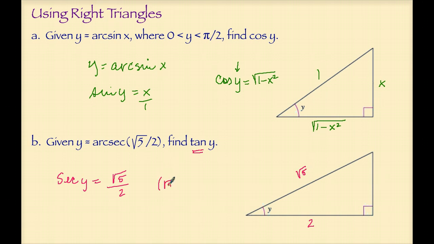That means the square root of 5 quantity squared minus 2 squared will be our missing side. And that's going to be 5 minus 4, which is 1. So the side opposite the angle y is 1. Now we're going to be able to say that the tangent of y, which is opposite over adjacent, is 1/2.